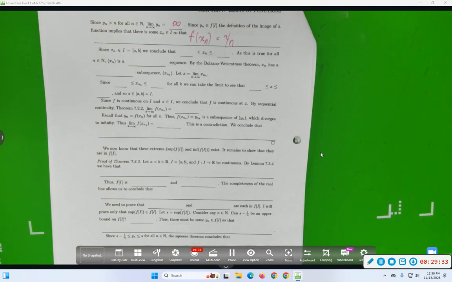But we have a name for that. So just hold on to that. That means the sequence yn diverges to infinity.